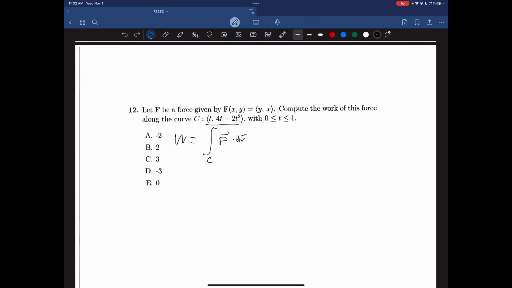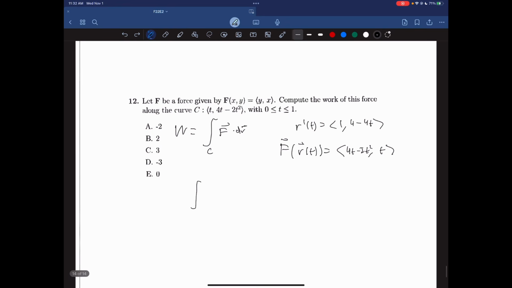You don't really need to use any other method. This is our r of t, so our r prime of t, or dr, is going to be given by 1, 4 minus 4t. And subbing our r of t into F, clarifying these are vectors, F of r of t is going to be 4t minus 2t squared, t. Okay, so now we just need to take the dot product of these two vectors and then integrate from 0 to 1.